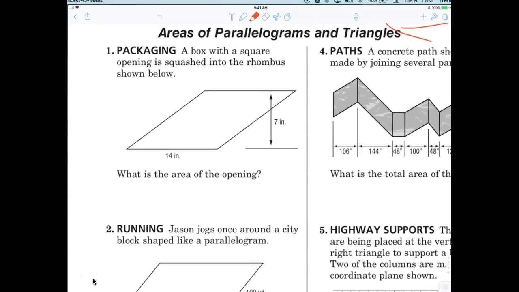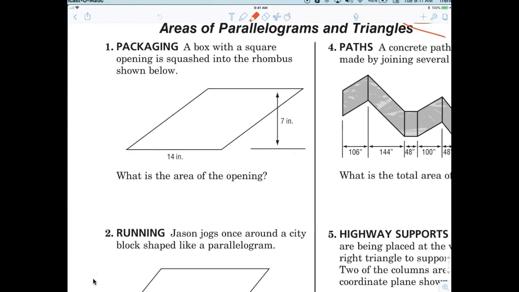A box with a square opening is squashed into a rhombus shown below. What is the area of the opening? Go ahead, tell me. Base times height. It's just base times height.